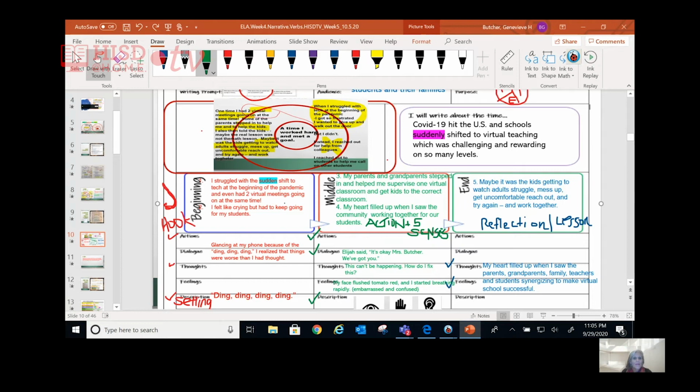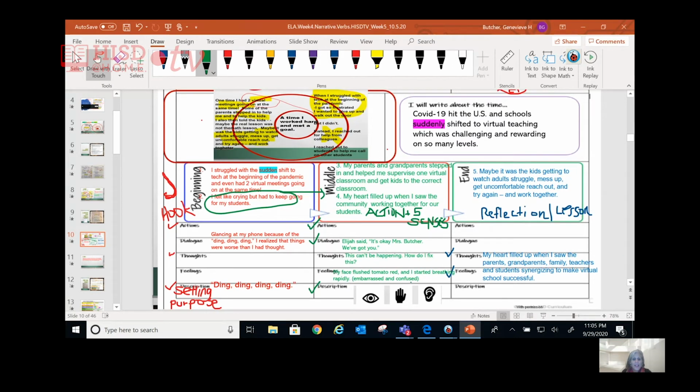This feeling belongs in the green, because in the first one, we want our hook and our setting and our purpose. I don't know if you can see the purpose, but it's here. That's kind of what we're setting up, our hook, our setting, and our purpose. And then in the middle section, we're looking for our action and 5 senses. So now we can move this over here. I felt like crying, but I had to keep going for my students. My parents and grandparents stepped in and helped me supervise 1 virtual classroom and get kids in the correct classroom.